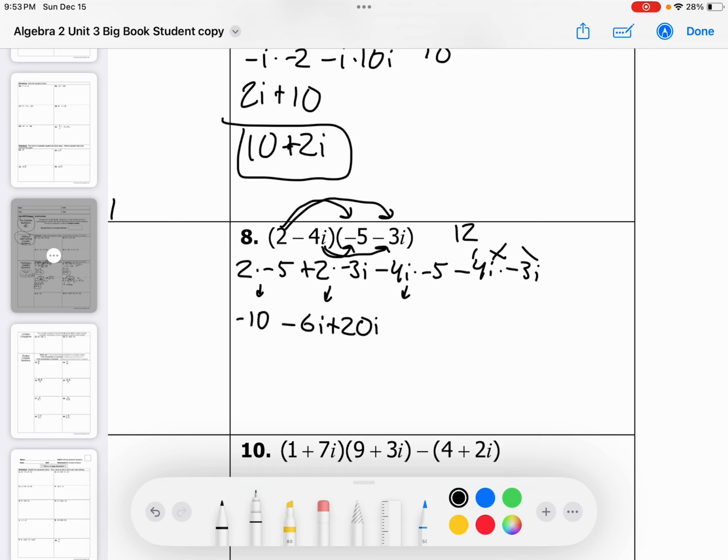And then for the negative 4i times negative 3i, negative 4 times negative 3 would be a positive 12. The i times i would be the square root of negative 1 times the square root of negative 1, which is negative 1. And 12 times negative 1 would give me a negative 12. So here I will have a minus 12.